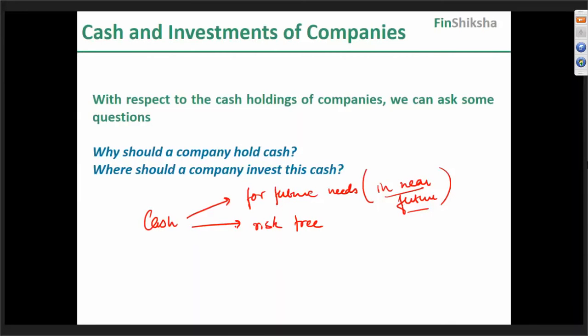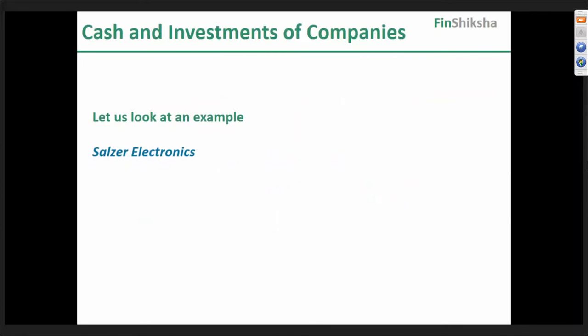In any case, some of us answered cash should be invested in stocks. We'll look at that and we'll try and understand that. But cash should be kind of risk-free because cash is a risk-free asset. Why would you want to play around with it till the time your actual requirement of it is there, right? Let's take an example and understand this.